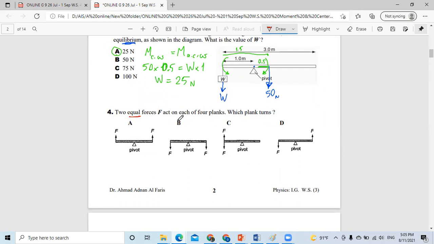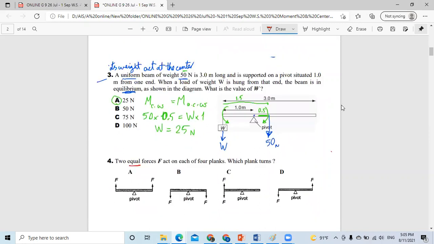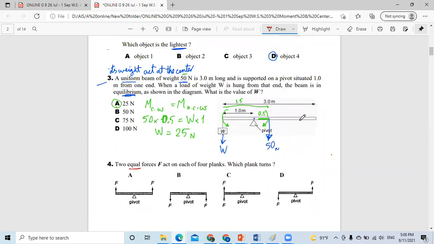2 equal forces act on each plank. Why did we write 50 at the middle? Okay, let's repeat again. Any object has a weight, and we have to know where the weight of it is. Can the weight act on one of the edges unless they tell us? No, they didn't tell us. They said it's any uniform beam. That means the weight acts where? At the center. What's the center of the 3 meter? It's here in the middle.